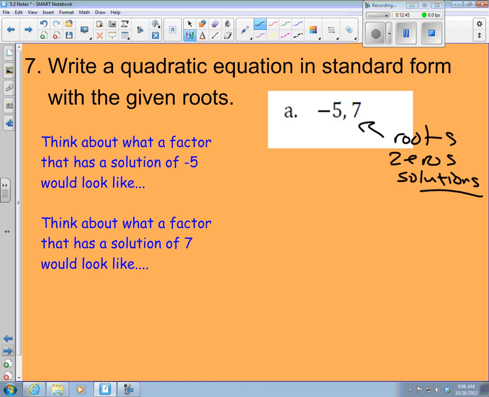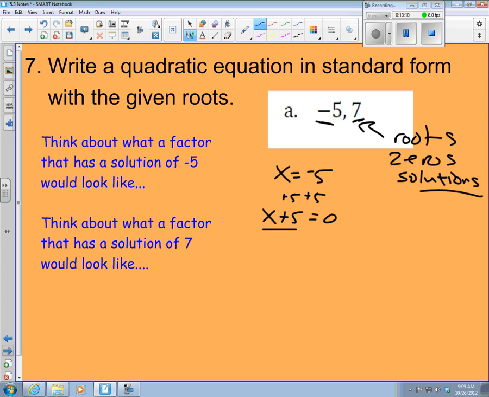Think about what the factor has to do with the solution. If I have a solution of negative 5, that means x equals negative 5. What would the factor be that it came from? Well, the factor is equal to 0, because when we're using ZPP, we're setting our factors equal to 0. So do the opposite. Add 5 to both sides, and I get x plus 5 equals 0. There's basically one of your factors.